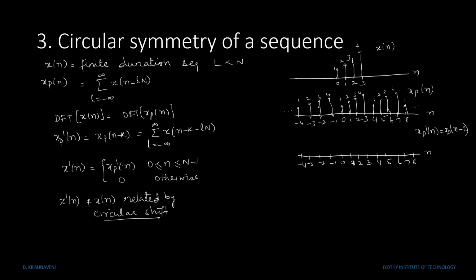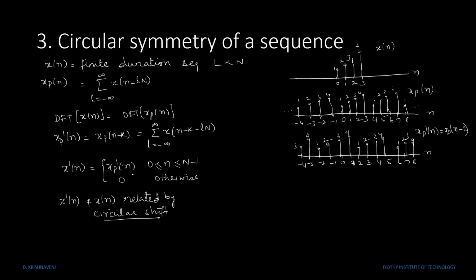2 units means each sample is shifted by 2 units to the right because it is x of n minus 2. So the sample 1 which occurred at n is equal to minus 4 will now occur at minus 2. So we have shifted the sequence by 2 units towards right.